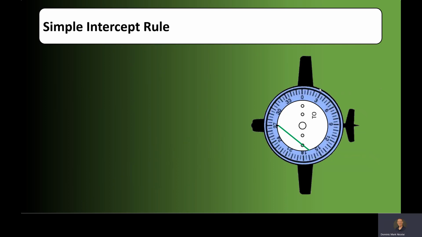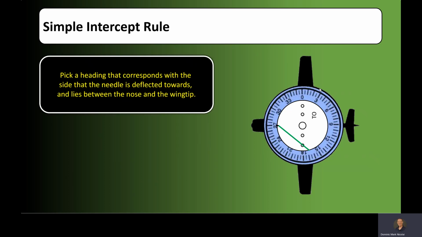So let's go back over that simple intercept rule. I kind of alluded to it earlier in the course. Make sure you get the concept down here. Because obviously in the airplane, we just don't have time to sit down, draw out our course, draw out the two sides, the from side, the left needle area, the right needle area, and plot our position. I need to know in 5 seconds what heading is going to get me to the course. It just needs to be that simple for you. So I offer you this simple intercept rule here. We're going to pick a heading that corresponds to the side the needle is deflected towards, and that lies between the nose and the wingtip.